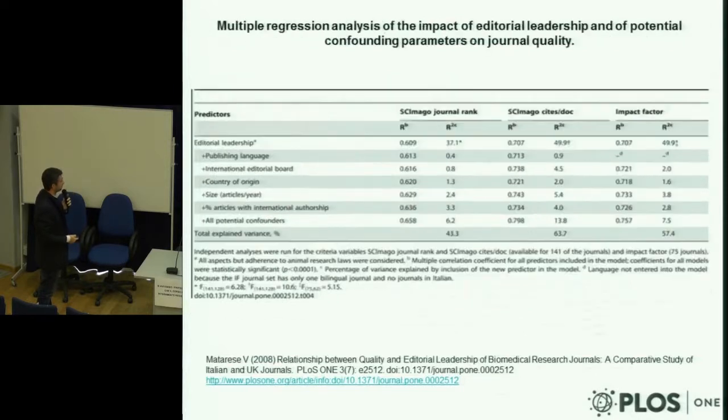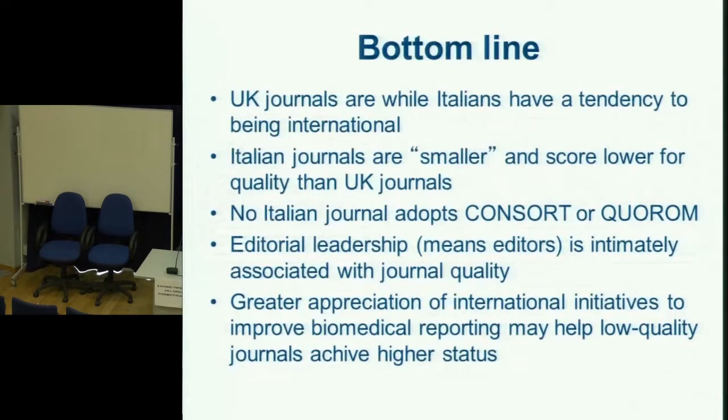So these are differences in the quality, and then you have the part related to the conflict of interest. And here you have a number of variables that explain the differences between the Italian and the UK journals. You have the language, you have the International Editorial Board, the size, so the number of articles per year, the percentage of articles with international authorships, and these explain a lot of the variability between the Italian and the UK journals. So in conclusion, UK journals are really international.